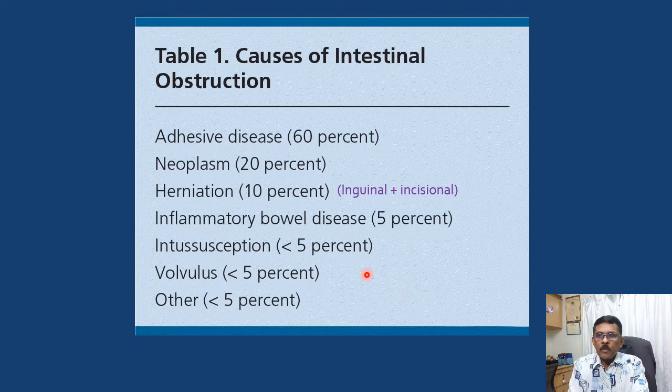Okay, but incidence-wise, the most common is adhesive disease, usually post-operative adhesions, which account for 60% of the cases, neoplasm 20%, and herniation 10%. And herniation, I say, includes inguinal as well as incisional. The other, less common causes will be inflammatory bowel disease, intussusception, and volvulus.